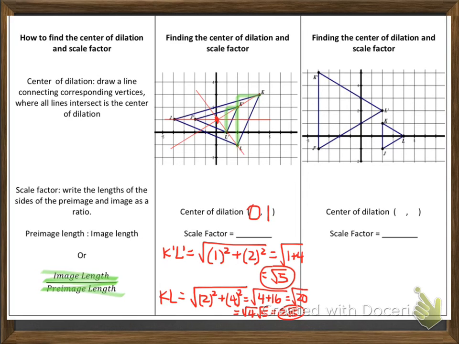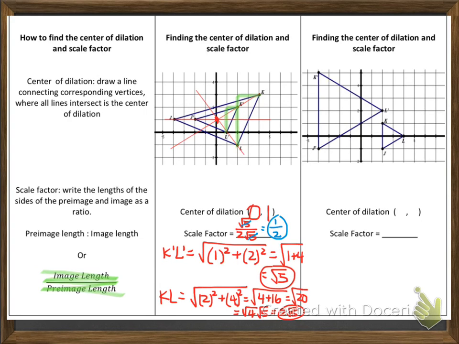Now, I have the lengths. I need to put them together in a ratio, making sure that I put the image length on the top. So I put 5 over 2 square root of 5, and then I'm just going to work on simplifying that, and because I have a square root of 5 both in the top and bottom, I can cancel those out, and I'm left with 1 over 2.